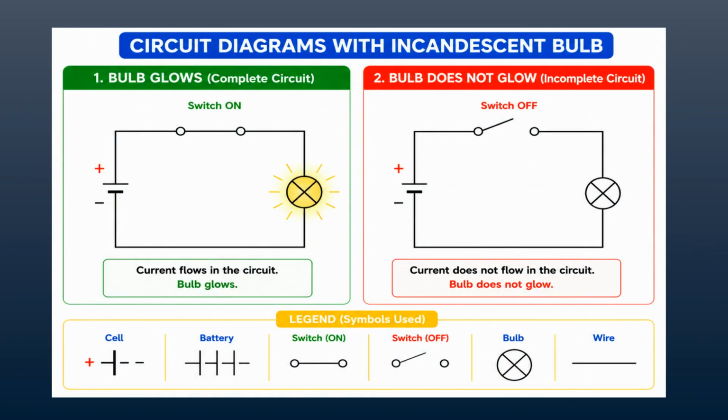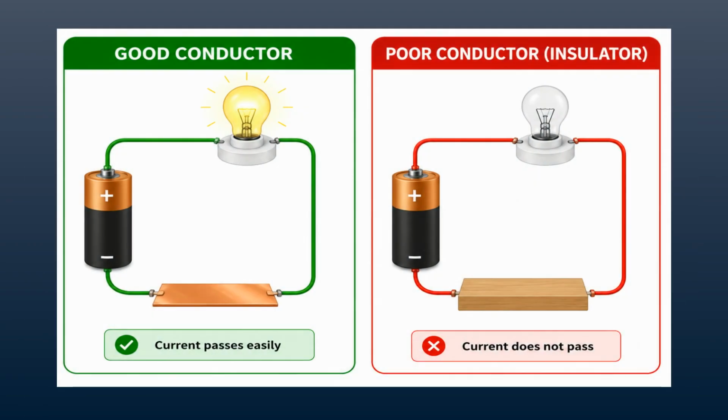Similarly, circuit diagrams for an incandescent bulb help us understand the flow of energy. A closed circuit allows current to power the bulb, while an open circuit results in no current flow and no light. Good conductors, such as copper and aluminum, allow electricity to flow easily.